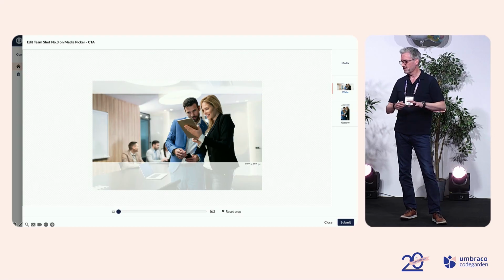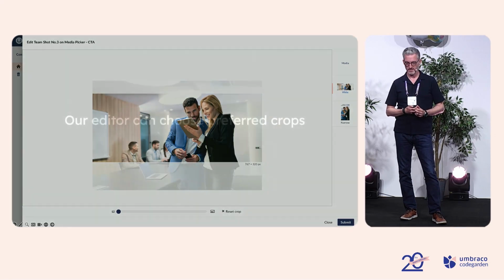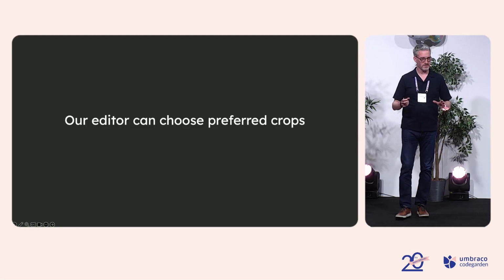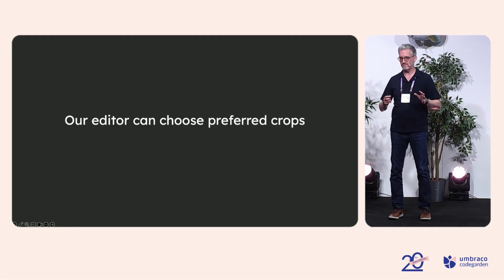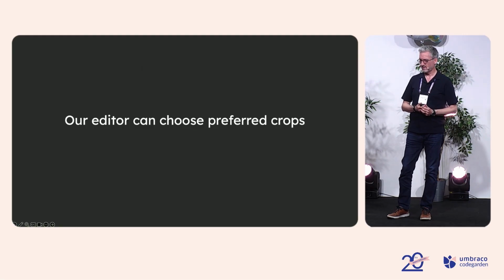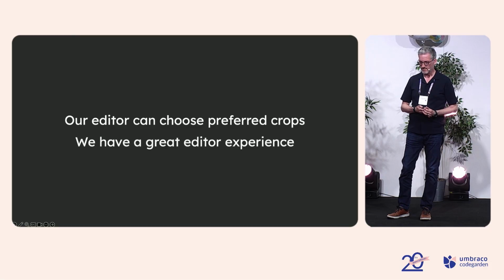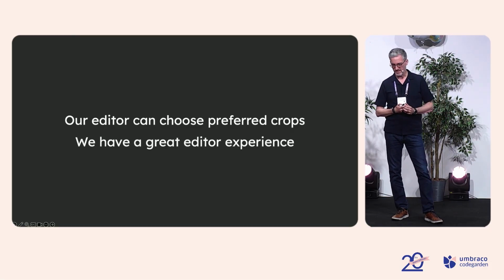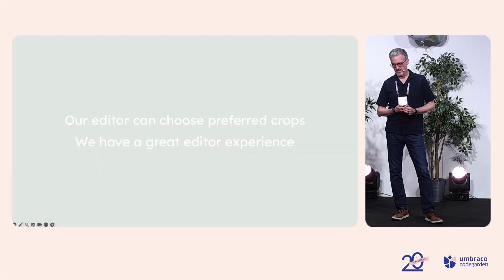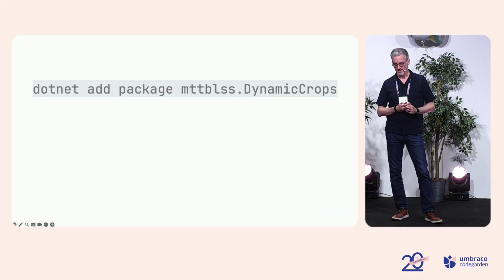So we've defined that. We've got a great editor experience. Our editor now can say this is very visually how I'd prefer those crops to look. So yeah, great editor experience. So how then do we wire that up together?